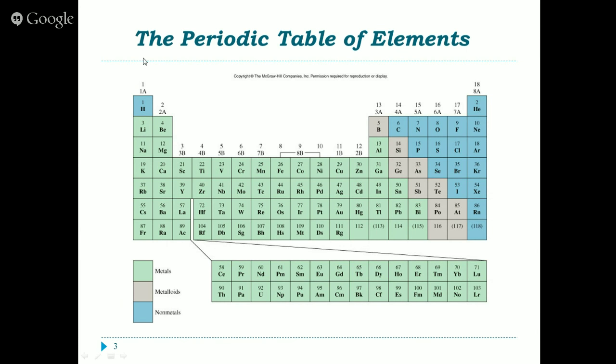We also have special names for some of our groups. Group 1 is known as the alkali metals. These are very reactive with water and are not found alone in nature. Group 2 is known as the alkaline earth metals. Both alkali metals and alkaline earth metals, when they react with water, they form bases, which is why they are alkaline.